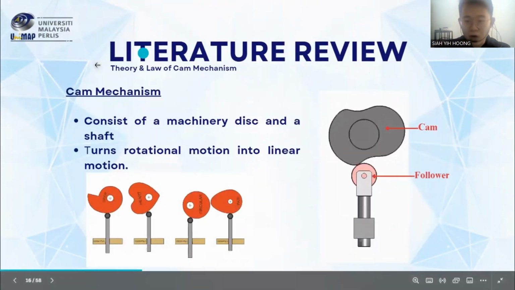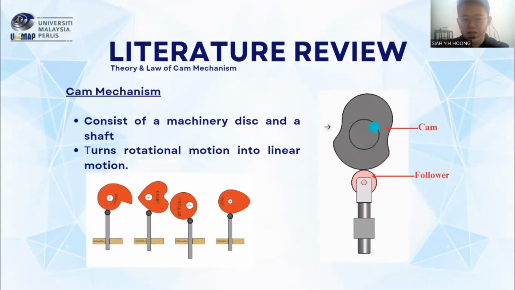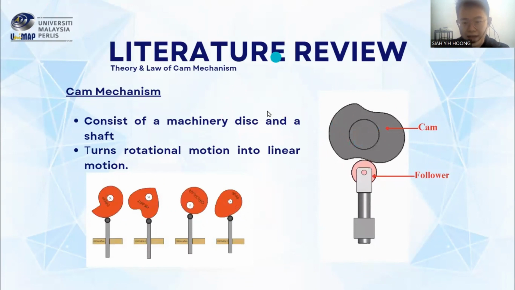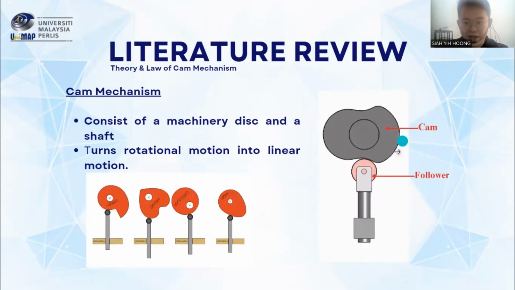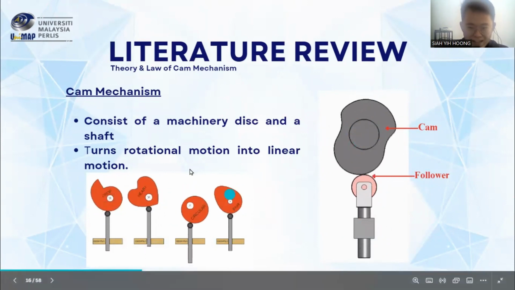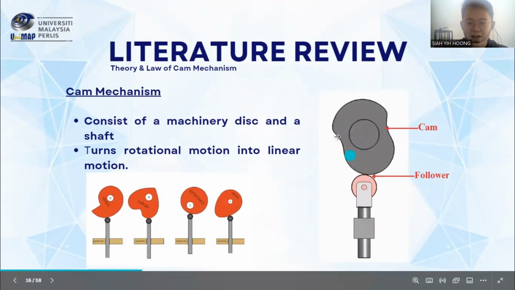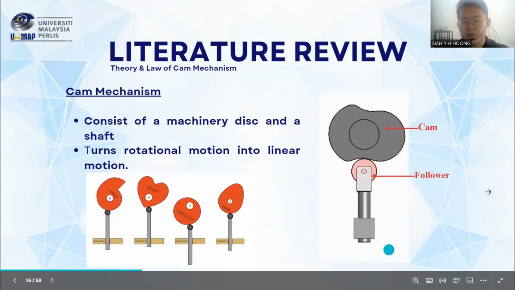This is the core of the whole project, the cam mechanism. A cam mechanism actually consists of a cam and a follower. We can notice that the cam is rotating, and then it pushes the follower up and down, up and down. In other words, the cam converts rotary motion into linear motion.